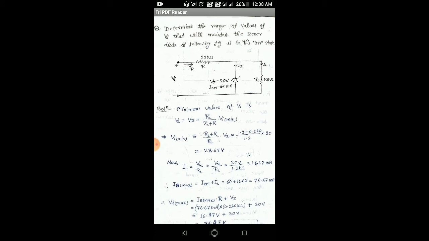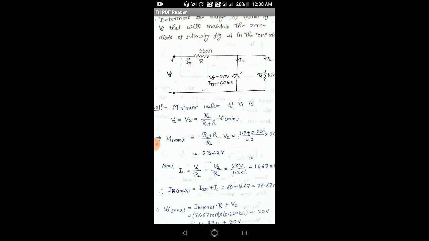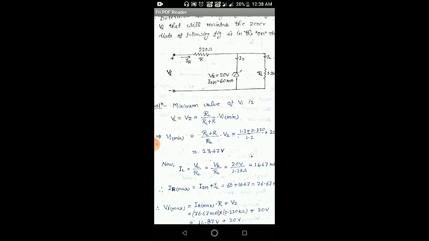So here we will find Vi minimum. The minimum value of Vi is where VL equals Vz, that equals RL upon RL plus R into Vi. Here Vi is the minimum value of Vi. So Vi minimum equals RL plus R upon RL into Vz. Put the values of RL, R and Vz, and we have Vi minimum equal to 23.67 volt.